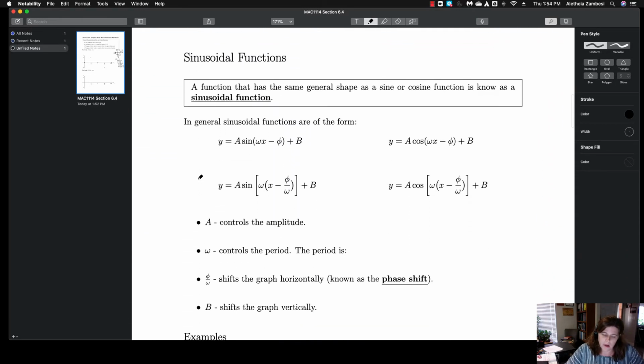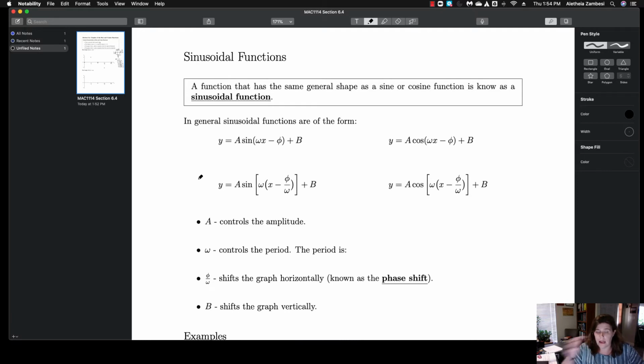These are what's called sinusoidal functions, and the sinusoidal functions are sine and cosine. The basic general form of it, we've been working with the function y is equal to just plain old sine of x, or y is equal to cosine of x. But they can get more complicated than that.